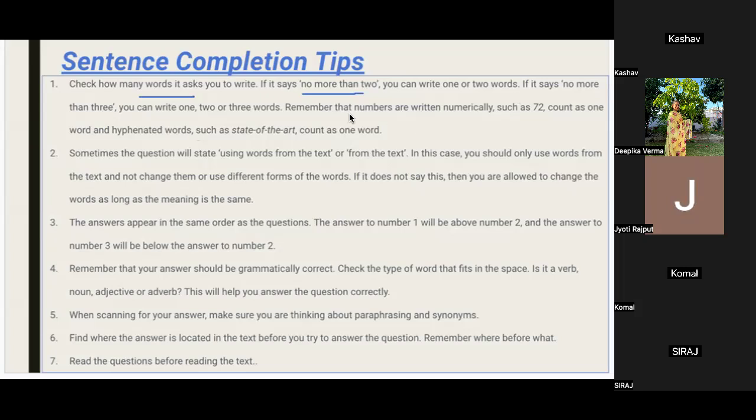Then look for numbers which are written numerically. 72, count it as one word. आप इसको two words count नहीं करोगे, one word ही count करोगे. Hyphenated words are also counted as one word. For example, state-of-the-art. These are with hyphens. So इसको हम four words count नहीं करते, इसको हम one word ही count करते हैं. No matter उसमें कितने भी hyphens हो, one hyphen, two hyphen, three hyphen, but if it is a hyphenated word, आप इसको one word ही count करोगे.